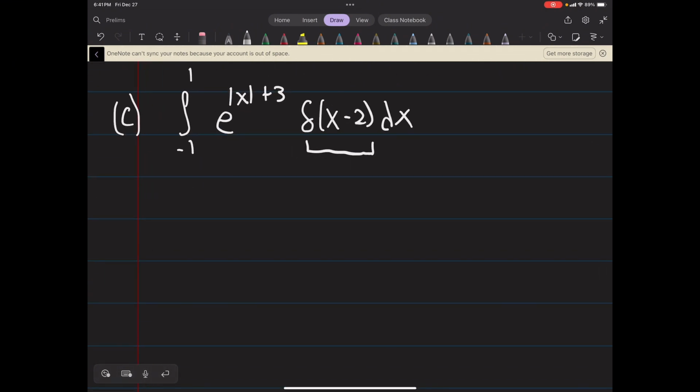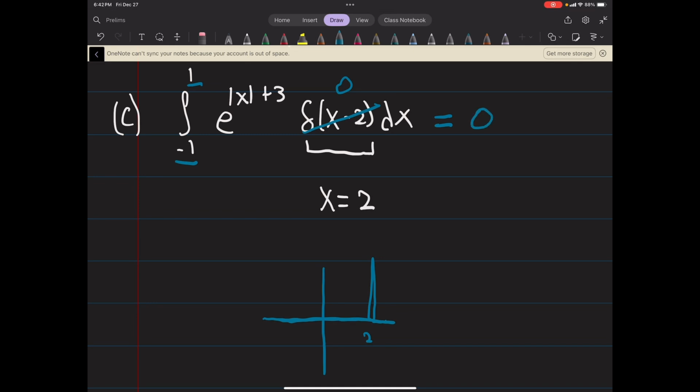So what you need to recognize here is this delta function spikes at x equals 2. So on the interval from negative 1 to 1, it hasn't spiked yet. So your delta function is just 0. Well, if this is just 0, clearly the whole integral is then 0, which is what C is. So there's a little bit of subtlety with part C. I could see how that could trip someone up. Hopefully that makes a little bit more sense now.